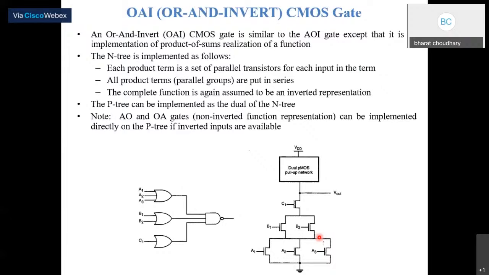Now see this OR AND inverter. This is opposite to the previous one. Here the parallel combinations are connected in series. So there are parallel combinations of A1, A2, A3, meaning A1 plus A2 plus A3, into B1 plus B2, into C1. Finally we get the complement of this expression as the final expression. So this is all about AND OR inverter and OR AND inverter.